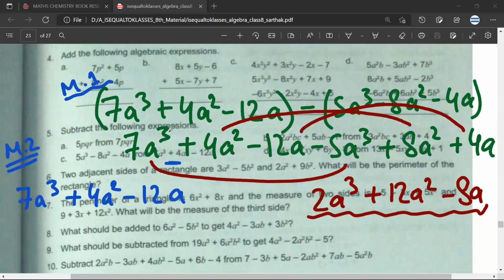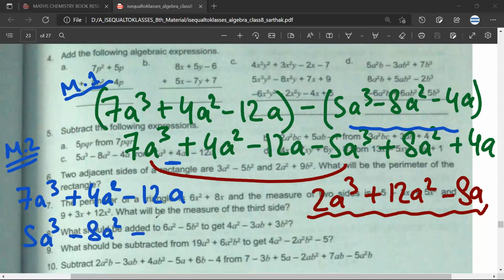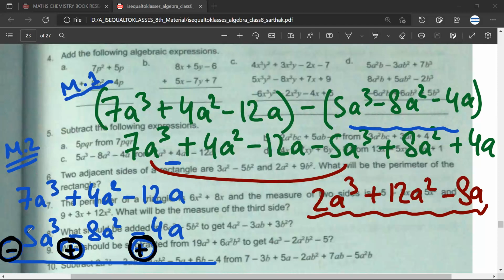And then because you are subtracting, what I am doing is I am writing this term here. This would be 5a cube minus 8a square minus 4a. And then because this is subtraction, this will be minus, this will be plus, this will be plus. Mr. Sarthak, have you understood? Yes, sir. So this is 7 minus 5. This is 7 minus 5. And whenever you are changing the sign, Mr. Sarthak, you need to put a circle around the changed sign. Have you understood, Sarthak? Okay, sir.